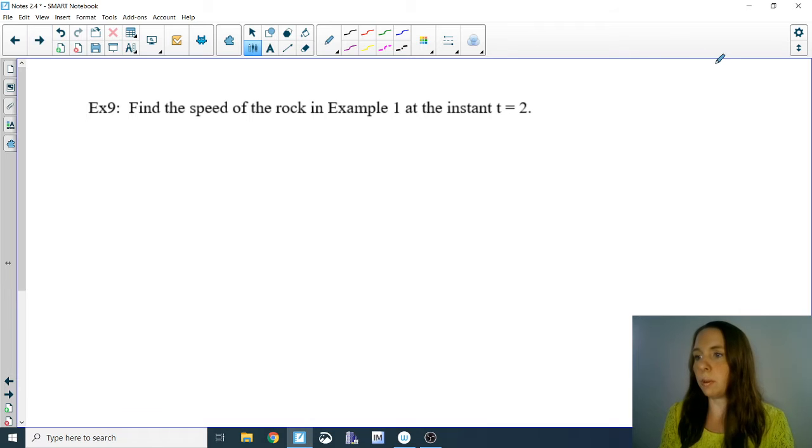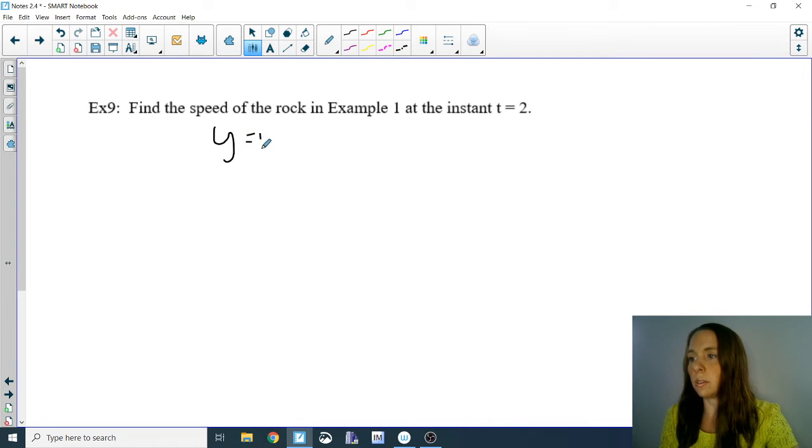And then what we did from there was we moved on to find an instantaneous speed. So right here, I'm just going to remind you of how we started to look at this example in section 2.1. If we're asked to find the speed of the rock at the instant t equals 2, just a reminder because it's important, the function is y equals 16t squared.